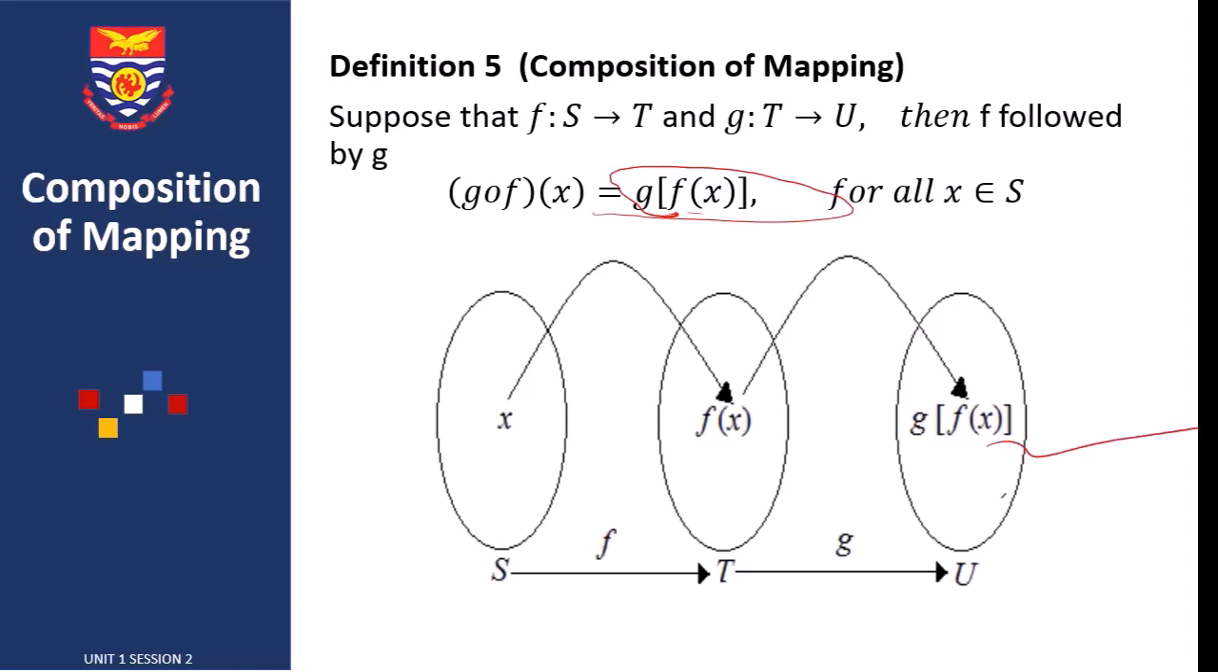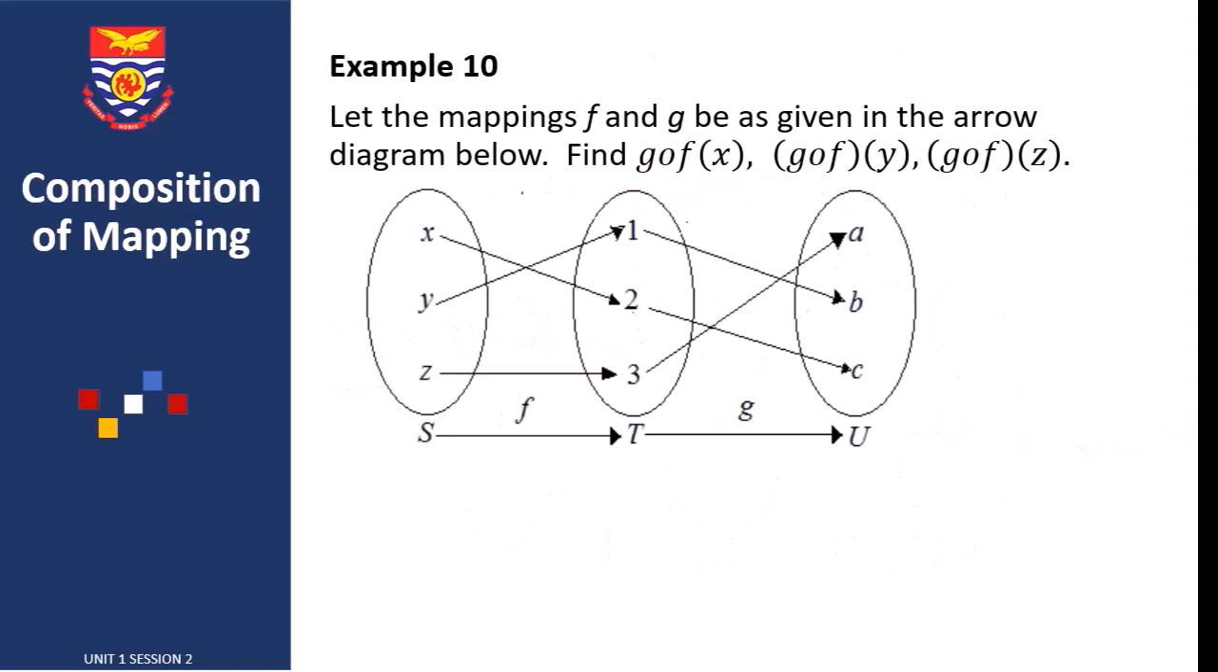Note that the mapping on the right is applied first. So when I have g of f of x, the mapping that applies first is f. So f followed by g. Good. Let's look at an example. Let's look at Example 10 of Unit 2.